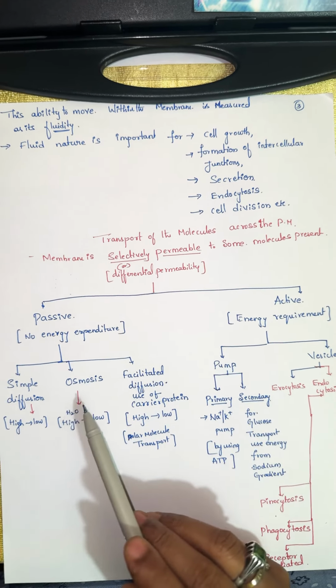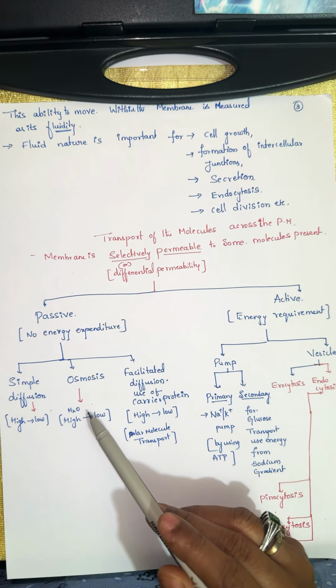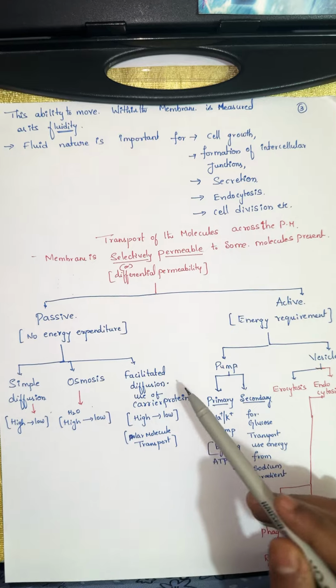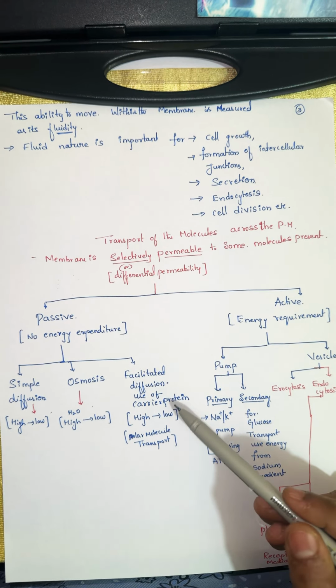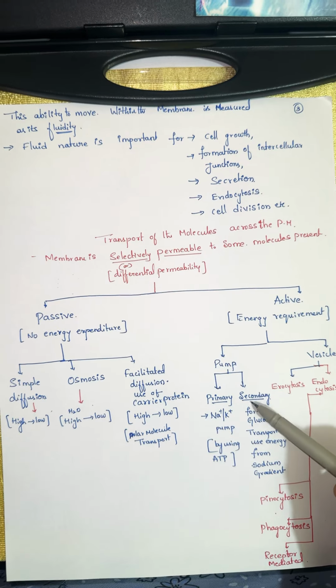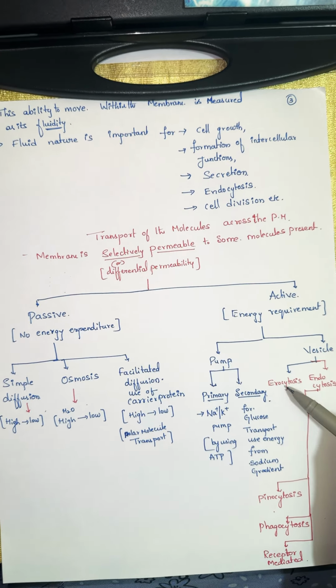Diffusion will happen from higher concentration to lower concentration. If water is moved through, the special type of diffusion is called osmosis. If any carrier protein is carrying, like uniporter, symporter, antiporter, it is called facilitated transport. Sodium and potassium pump, and using that energy as a secondary pump. So this is all about this.